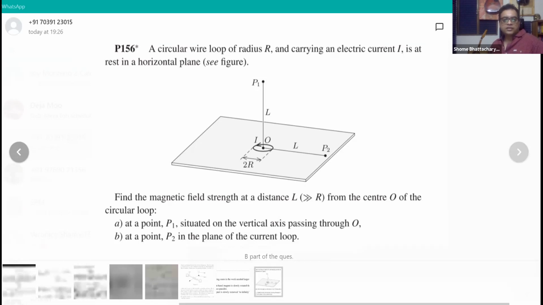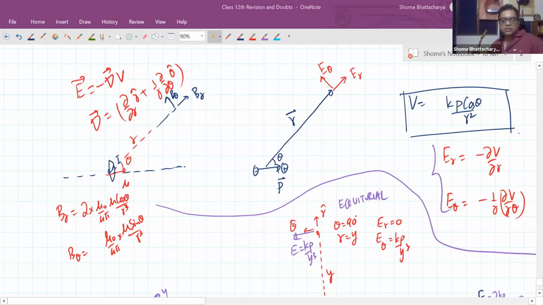I'll just magnify. I'll share the document with you, so don't worry. This is visible now, beta? Okay, okay.